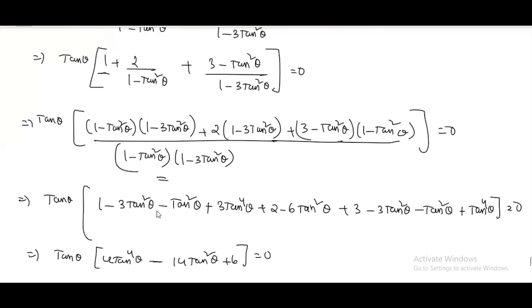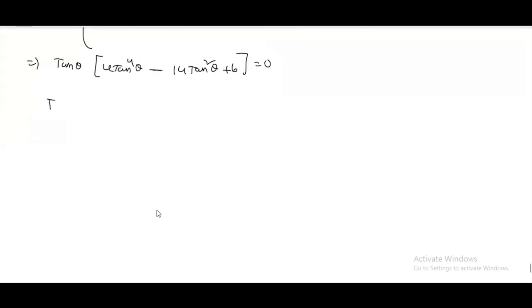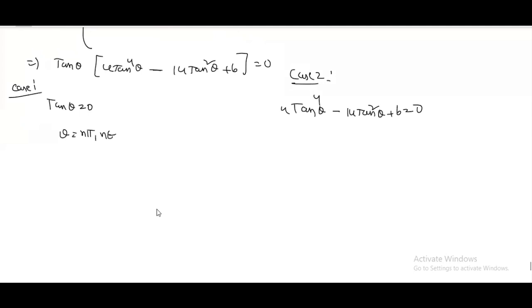So we can take case 1: tan theta is equal to 0, and case 2: 4 tan power 4 theta minus 14 tan square theta plus 6 is equal to 0. So this is case 2, and this is case 1. From here, theta is equal to n pi, where n belongs to integers. So we know this very well.